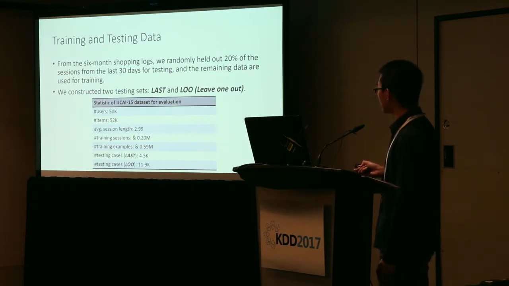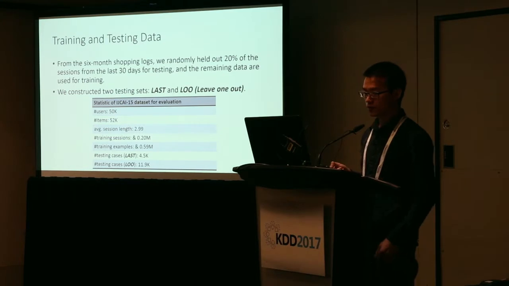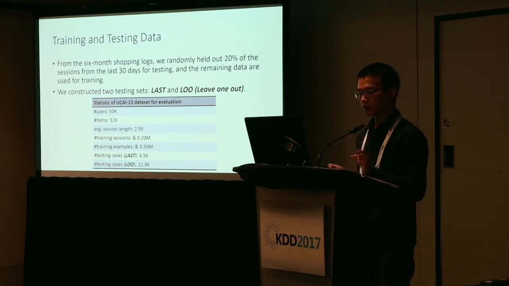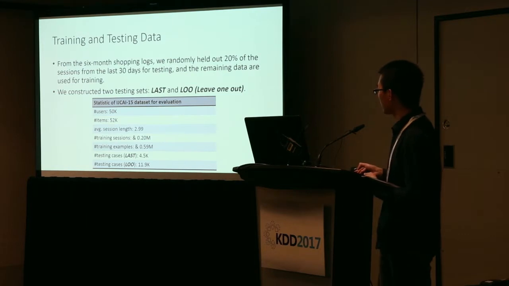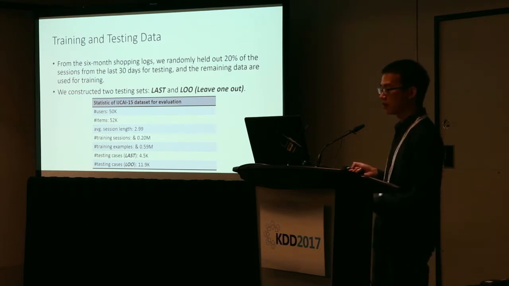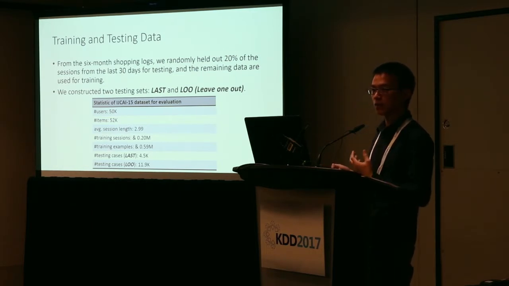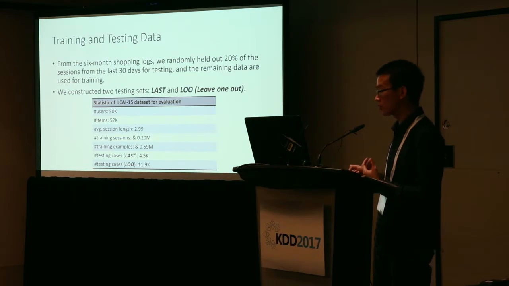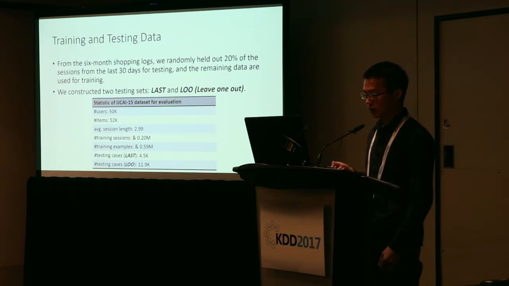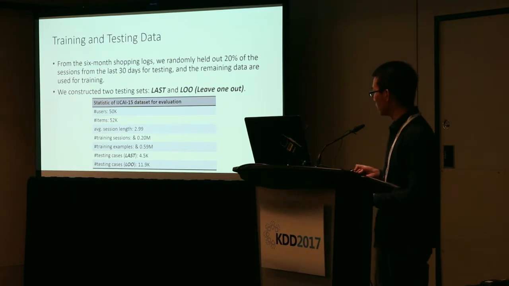Another strategy is the leave-one-out strategy. This means that for sessions that have k items, we will create k testing examples, because for each item we leave it out and use the remaining k-1 items as the context and do the predictions. So it also results in a very different number of examples in the testing set.